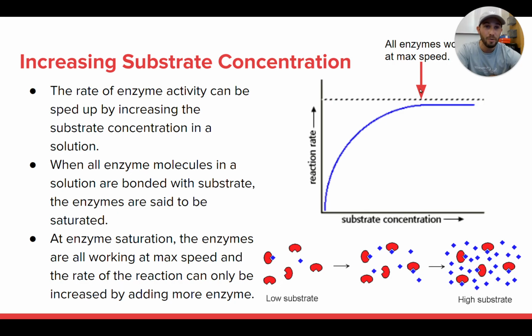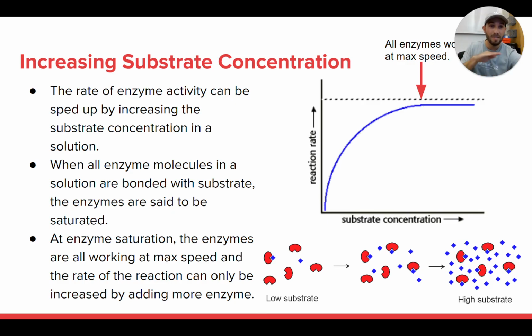Now at this point, if you want the reaction to go faster, what you would do is just add more enzymes. If you don't have enough workers working on this chemical reaction, these enzymes, the workers, just add more workers, and now you're going to have more enzymes that are able to bind to more of the substrate, so that will help the reaction go faster.